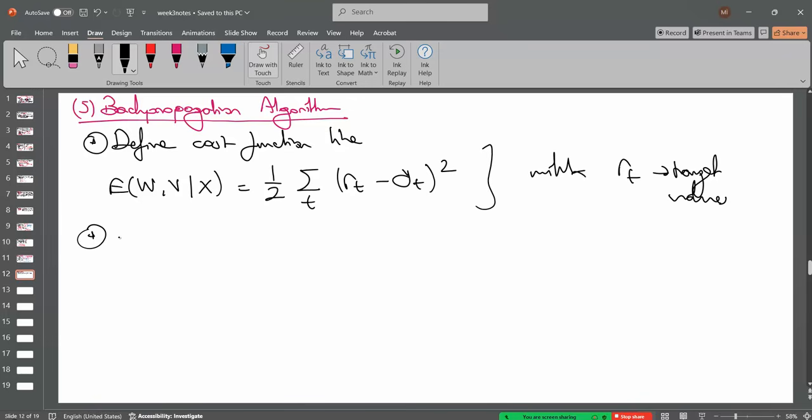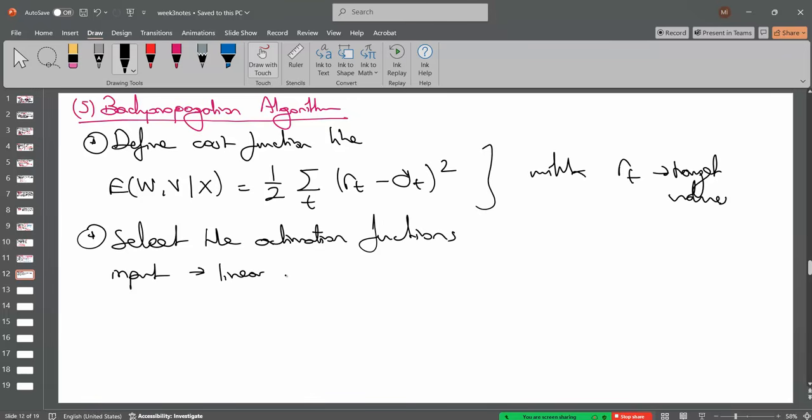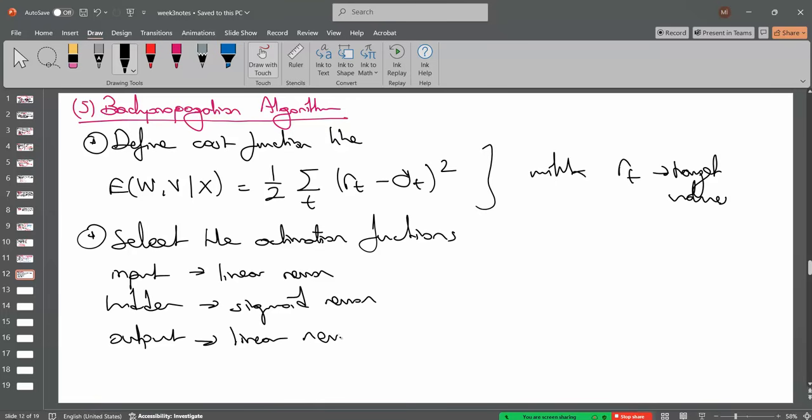And so after that, we select the activation functions. Just remember the previous lesson, we select the sigmoid function or the linear function. But in this case, in order to build the hard nonlinearity, the input is assigned the linear neuron, the hidden layer is selected with the sigmoid neuron, and the output is assigned the linear neuron. But we can select everything as sigmoid.